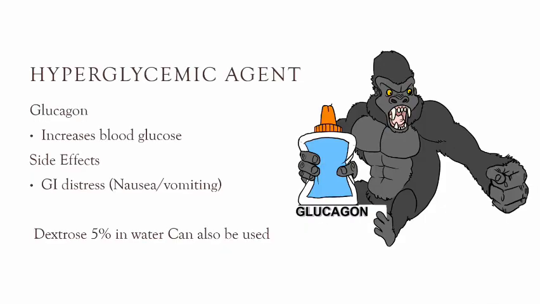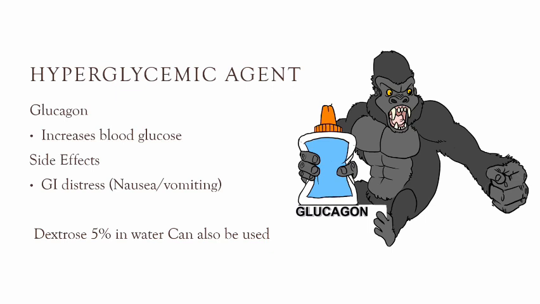Then lastly, for diabetes, we have our hyperglycemic agent, and glucagon is a prototype medication for hyperglycemic agents. This medication is going to increase our blood glucose. So this is given to someone whose blood glucose is too low. It's literally the antidote for low blood sugar. It can cause GI issues, nausea, and vomiting, and it's usually given IM.